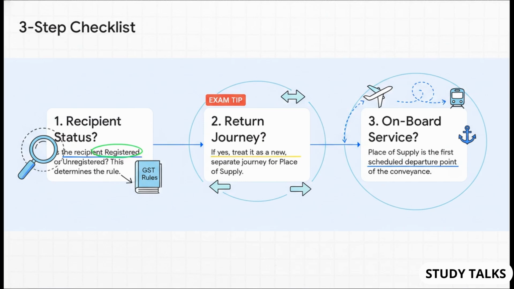Here it is, your three-step plan to beat the examiner. Number one, always start by asking registered or unregistered. That tells you which rulebook to even open. Number two, if it's a return journey problem, immediately, in your head, split it into two separate trips. And number three, if the question is about a service on board, your anchor is the very first departure point of the whole journey. Follow these three steps and you won't go wrong.